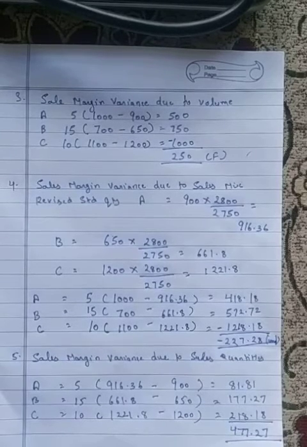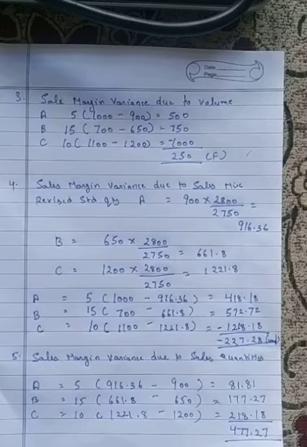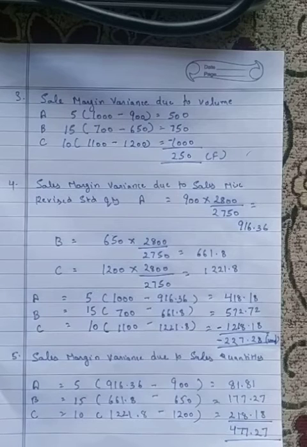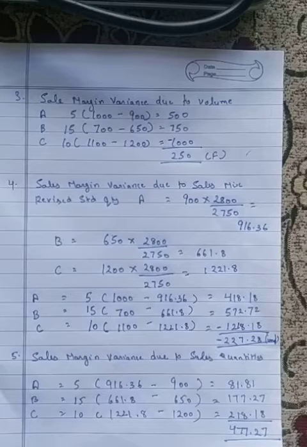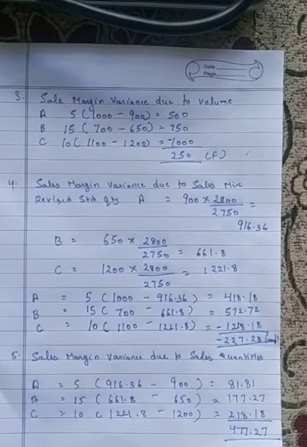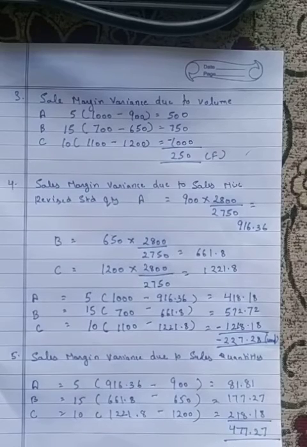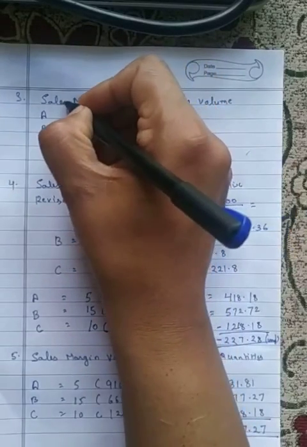Now this was the last topic of the variance analysis, and in all my lectures on variance analysis I have tried my best to teach you how to calculate the different variances. We have learned how to calculate the material variances, labor variances, fixed overhead variances, variable overhead variances, and the sales margin variance. So these are the different formulas.